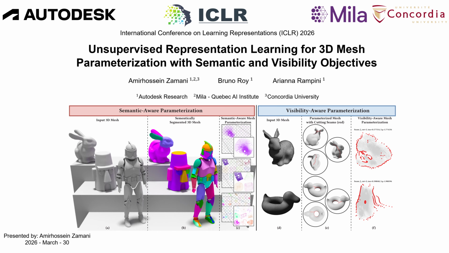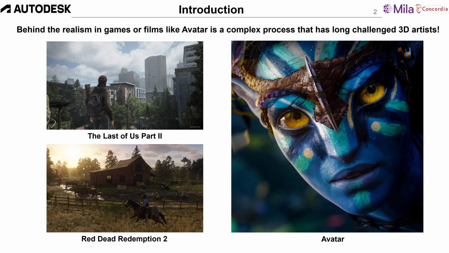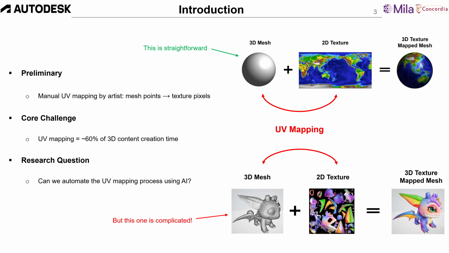Representations 2026. You ever look at a game or a movie like Avatar and wonder how it looks so real? All those tiny details like textures and realistic skin? Well, behind that realism is a complex process, and it has been a big challenge for 3D artists. This process is called UV mapping that converts a 3D mesh into a 2D layout.